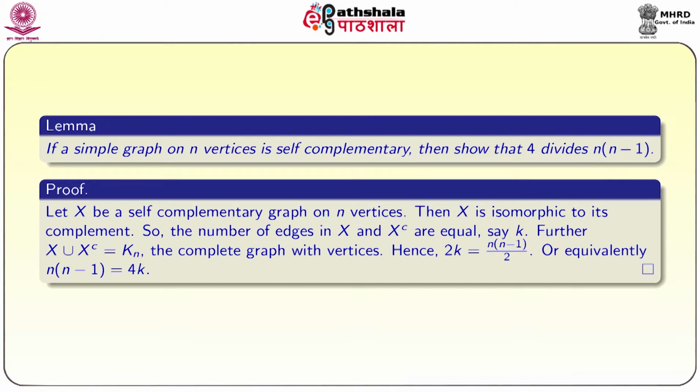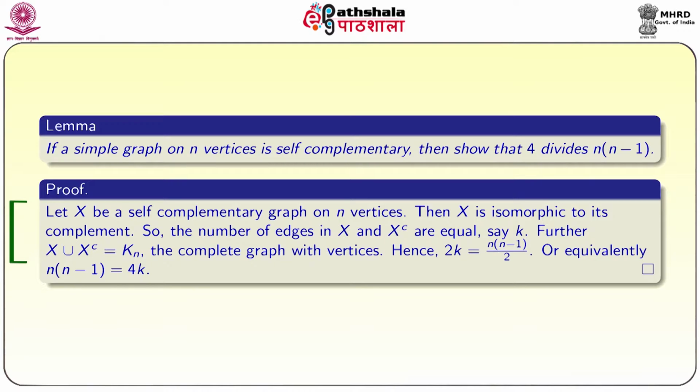One interesting result about self-complementary graphs is that if a simple graph on n vertices is self-complementary, then 4 divides n times n minus 1. The proof goes like this. Let X be a self-complementary graph on n vertices, then X is isomorphic to its complement. We are assuming X is a self-complementary graph, so X is isomorphic to its complement.